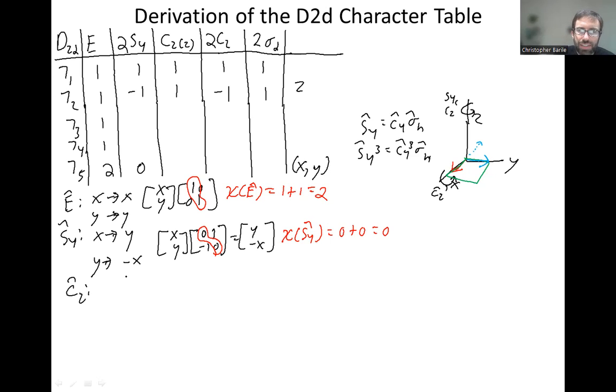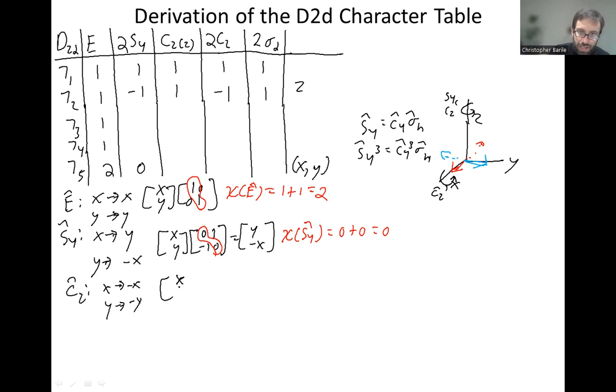C2. C2 is a 180-degree rotation. No mirror plane. It's a pure rotation. So what's going to happen there? Well, there's our x vector. It's going to spin 180 degrees behind itself. The y vector would do a very similar thing, where it spins 180 degrees behind itself. So mathematically, x went to negative x, y went to negative y.